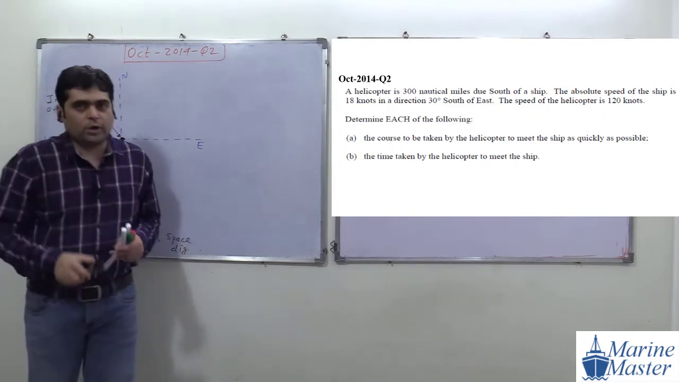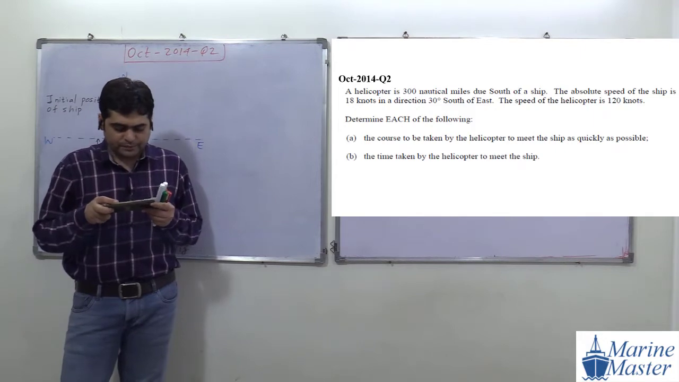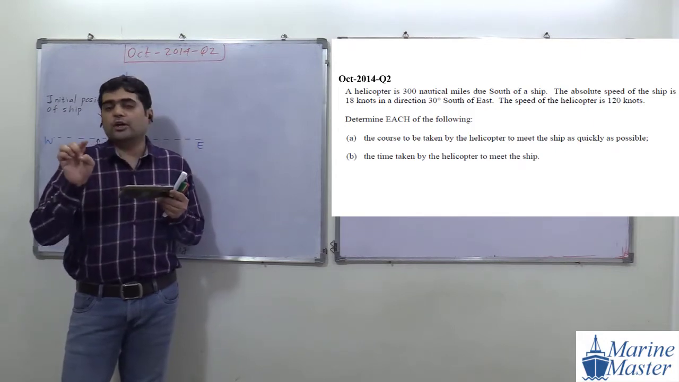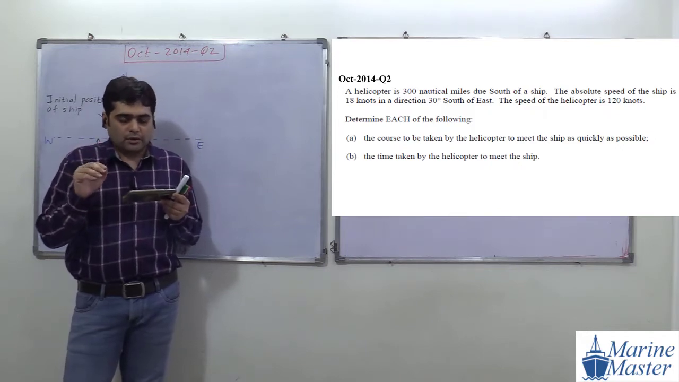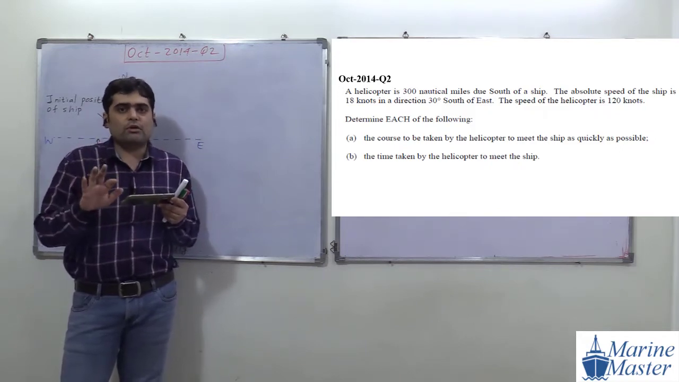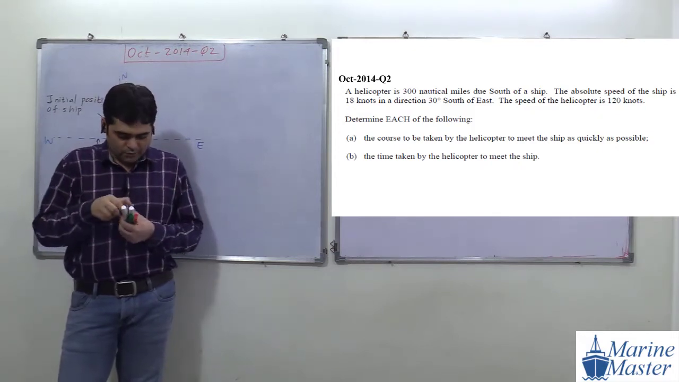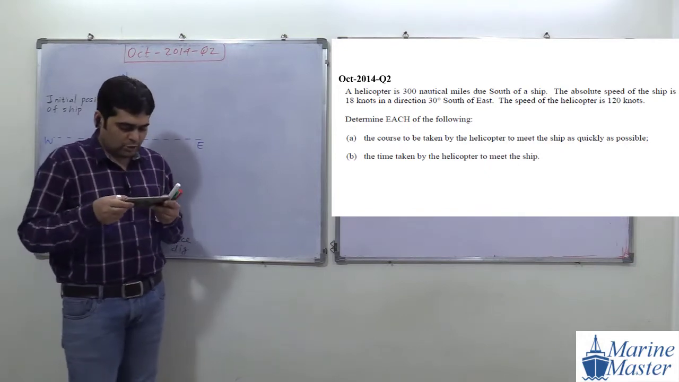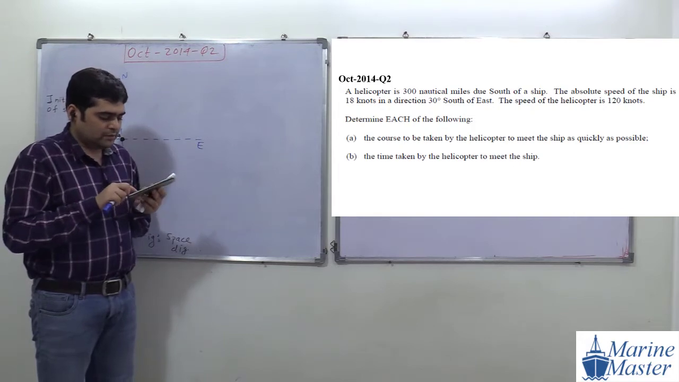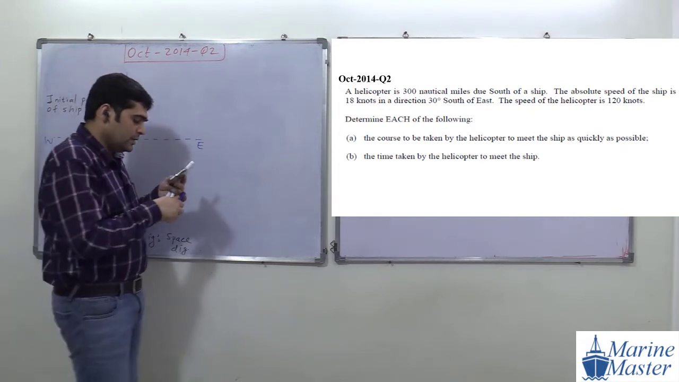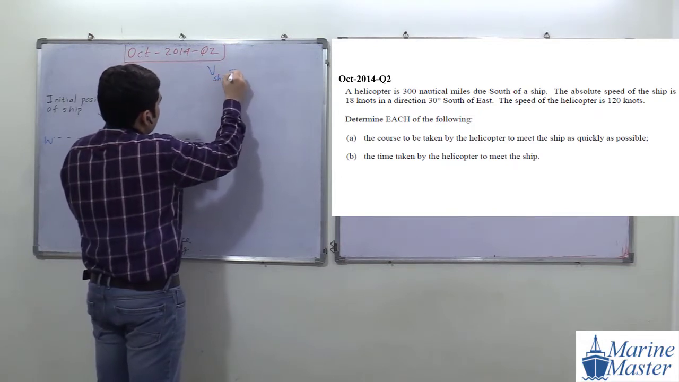Now I am going to read the question further. Very simple question, guys, not that difficult. Absolute speed of the ship. I told you two types of speed: one is relative speed and another one is absolute. Absolute means with respect to earth. So what is the absolute speed of the ship? Please go through your numerical. V ship is 18 knots.